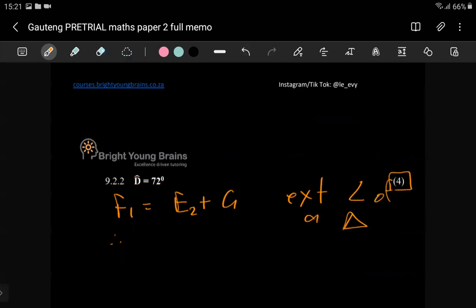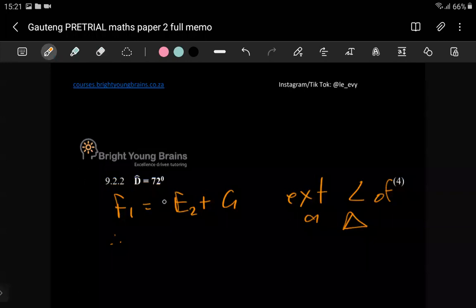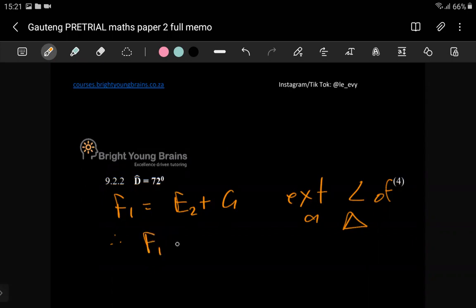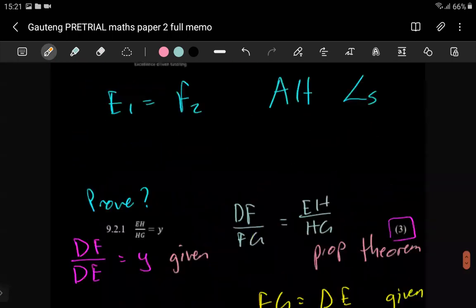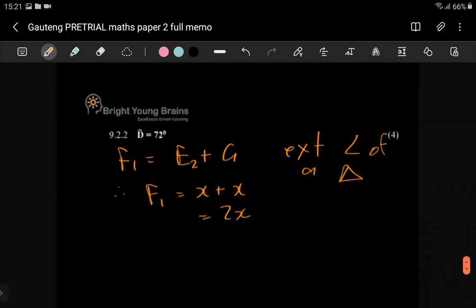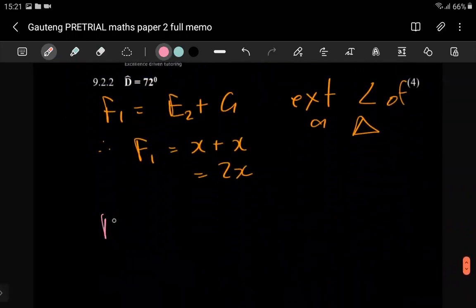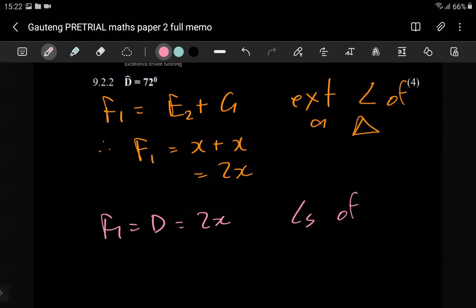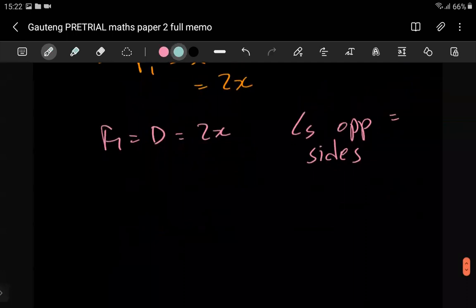Exterior angle of a triangle. So with this exterior angle of this triangle, we need to keep in mind the following. E2 plus G. What do we get there? It's going to be F1 equal to E2, which is X. This is also equal to X. This is 2X. That's what we have gotten for F1. Then we're going to tell them that F1 is also equal to D because they are angles opposite equal sides. F1 is equal to D, so it means it's also equal to 2x. The reason is angles opposite equal sides.